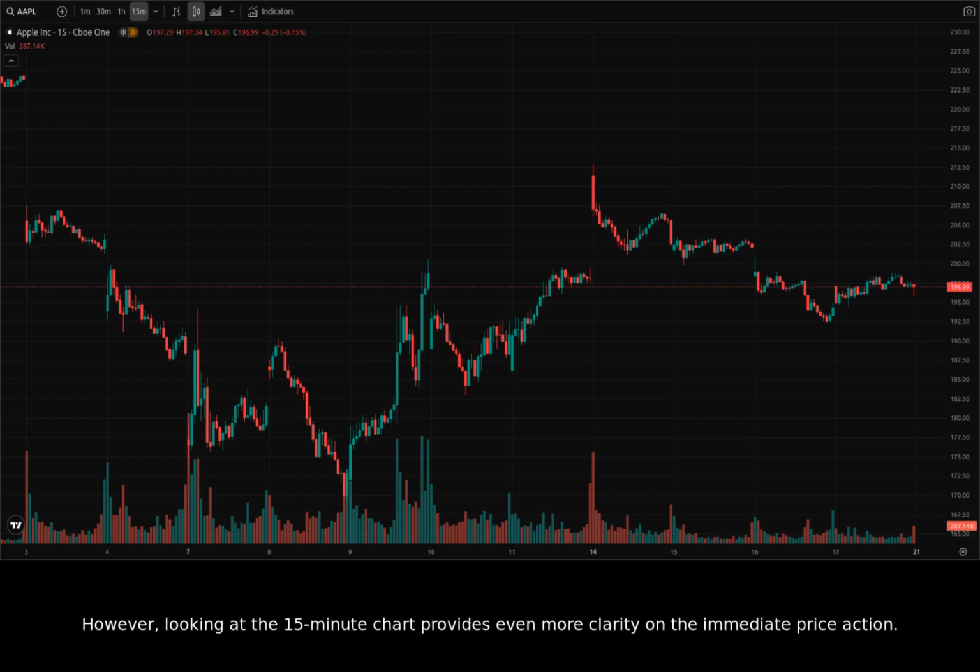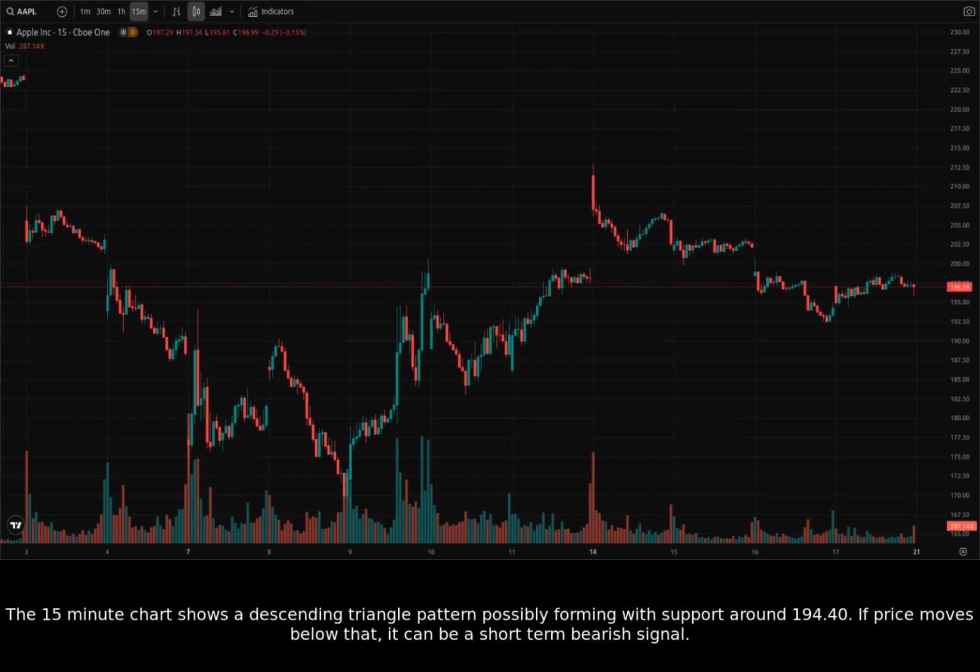downside. However, looking at the 15-minute chart provides even more clarity on the immediate price action. Let's switch over to the 15-minute timeframe to hone in on intraday movements. The 15-minute chart shows a descending triangle pattern possibly forming with support around 194.40. If price moves below that, it can be a short-term bearish signal.